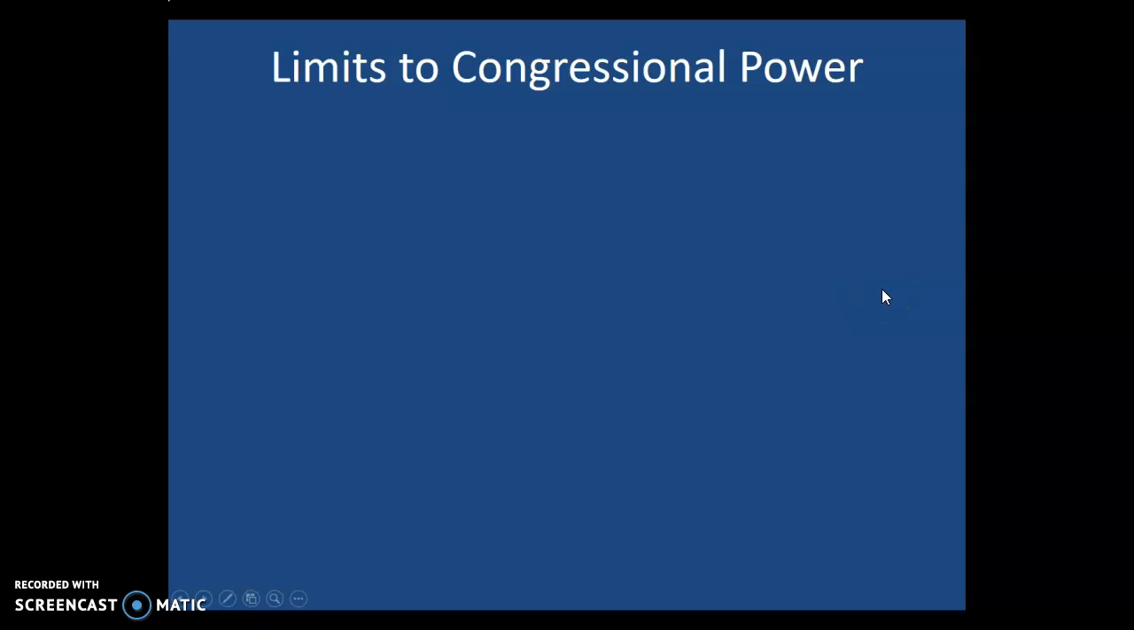There are also, of course, limits to congressional power. The limits to congressional power are in Article 1, Section 9. Remember, the legislative powers are in Section 8. Limits to power are in Section 9.